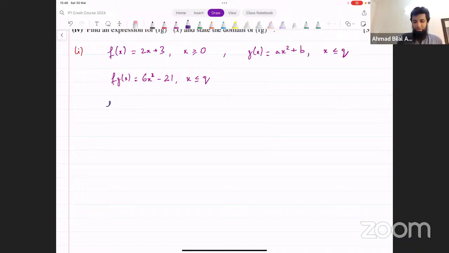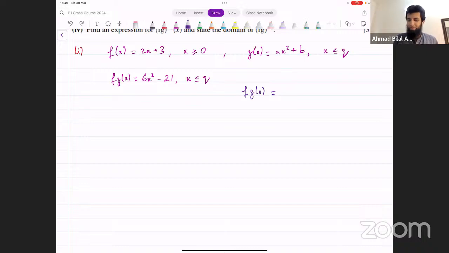Let's find fg of x yourself from the information that's given. You have f of x and g of x. Just use that to find this function, and then you can compare it with what they have given. And that can give you the values of a and b.